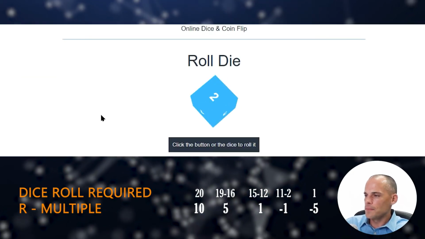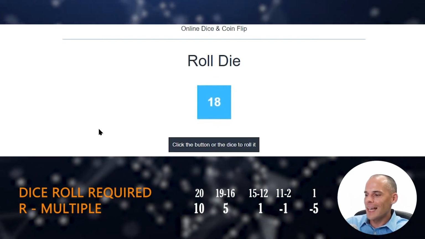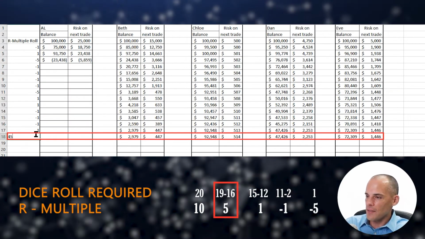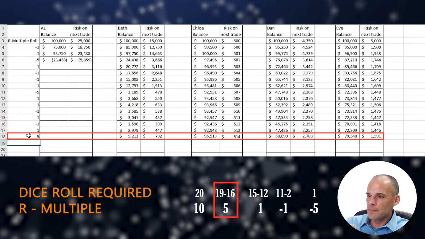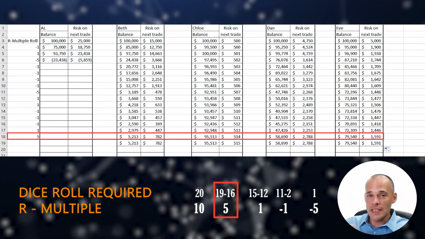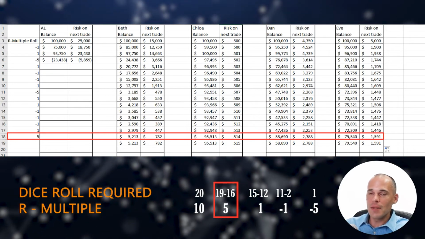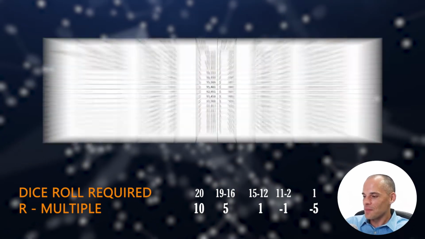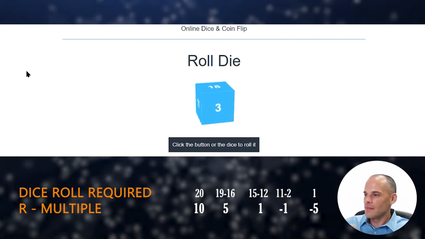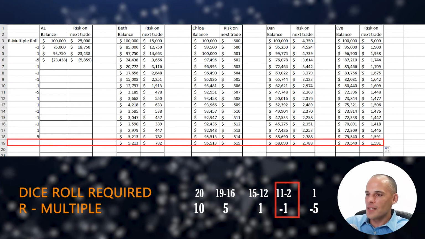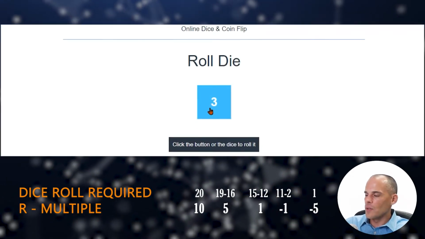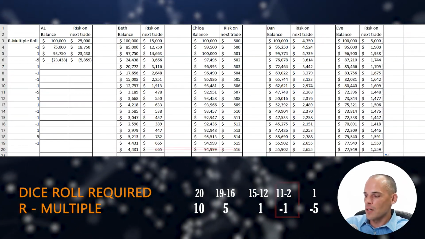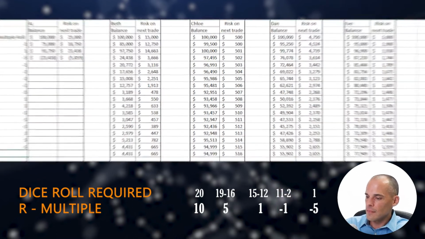Next roll. 18. Finally, we've had a bit of a winner here. This is a +5. Hit the wrong button. Okay, we have a +5. Hopefully, this will be the beginning of the end of our losing streak. We'll see what happens here. On to the next one. 3. 3 is a -1. All risks in. Next roll. 6. That's a -1. Next roll.